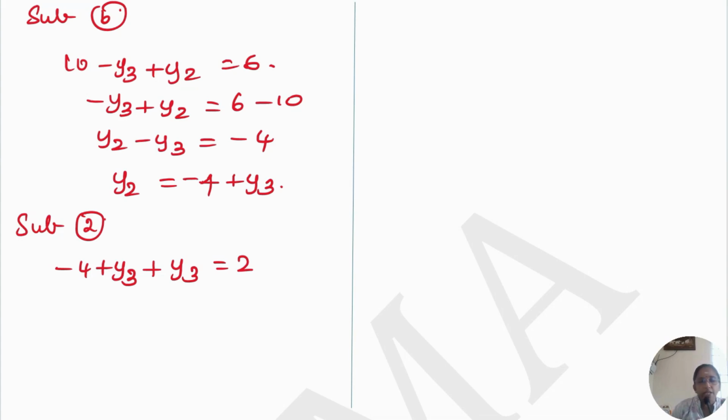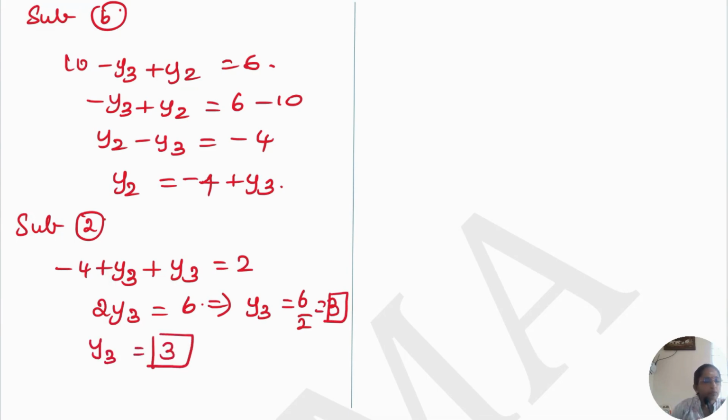So you take this minus 4 to the other side. So 2 times y3 is equal to 2 plus 4, 6. So y3 is equal to 6 divided by 2, 3. So y3 answer is now 3.